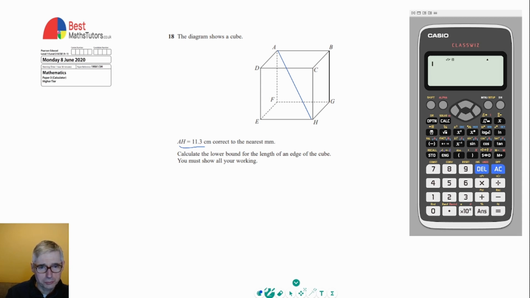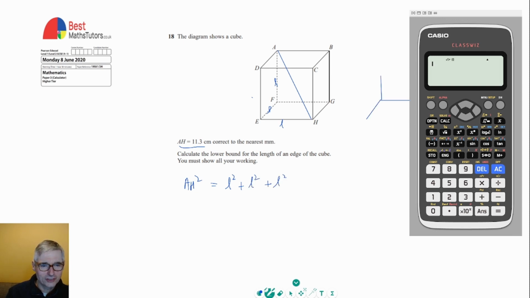Since it's a cube, we can label it where we know that all the sides are going to be L. We'll call that L, call that L, and call that L. So we can use Pythagoras in 3D in pretty much the same way that we can use it in 2D, just that the formula will extend a little bit. So we could say that AH squared is going to equal L squared plus L squared plus L squared.